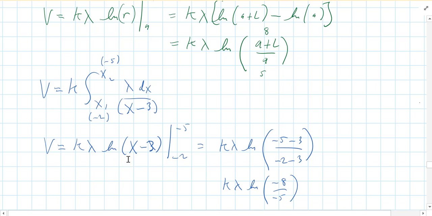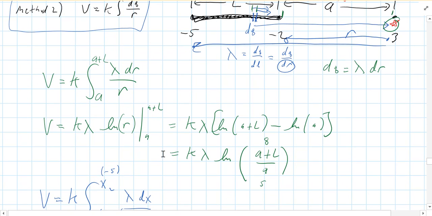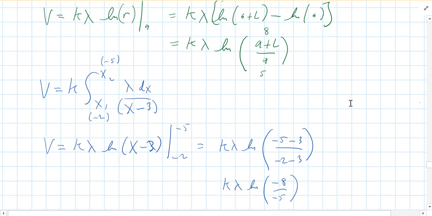So there's two ways to do this. You can do this in terms of radius, like strictly how far you are from the point, or you can do this in terms of x coordinates. If they're not specifying which one, then use whichever one is most convenient for you.